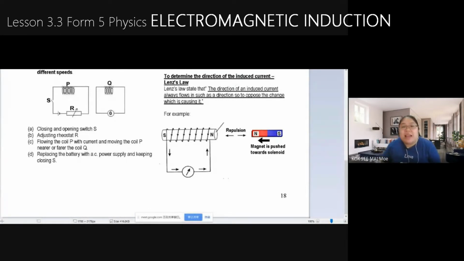There's Lenz's Law. Okay, let's see what Lenz's Law is talking about. You want to determine the direction of the induced current, so we're using the first one, Lenz's Law. Let's see what it is talking about. Lenz's Law states that the direction of the induced current always flows in such a direction as to oppose the change which is causing it.